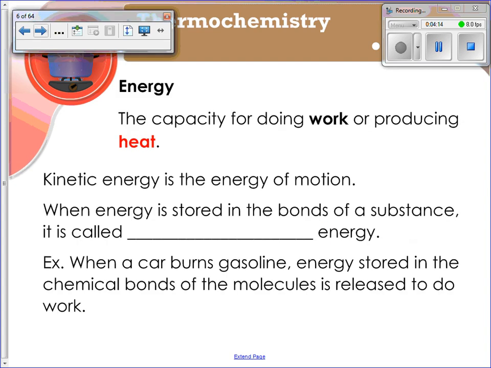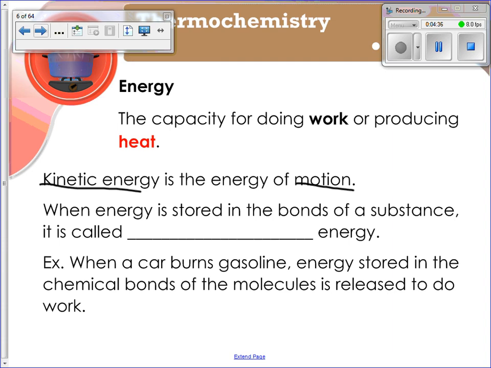Energy. The definition of energy is the capacity for doing work or producing heat. Kinetic energy is the energy of motion, and that should make some sense. That is a throwback to when we talked about kinetic energy with gas laws. We talked about increasing the temperature increases the kinetic energy of molecules.